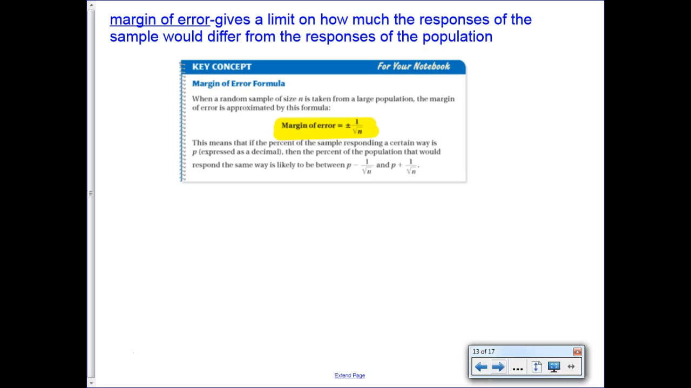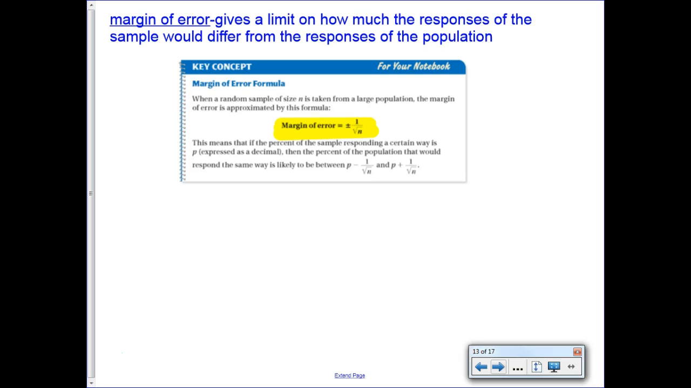All right, margin of error gives a limit on how much the responses of the sample would differ from the responses of the population. Margin of error is something you see a lot when dealing with different polls that are done, especially around election time. You'll see that some candidate has a 43% chance of winning with a margin of error plus or minus 4%. Well, that could mean they're at 47% or they're at 39%, and that's a huge margin of error.